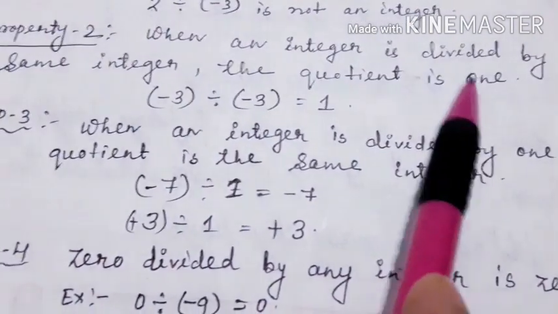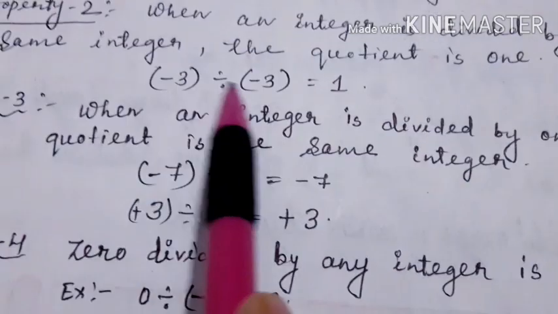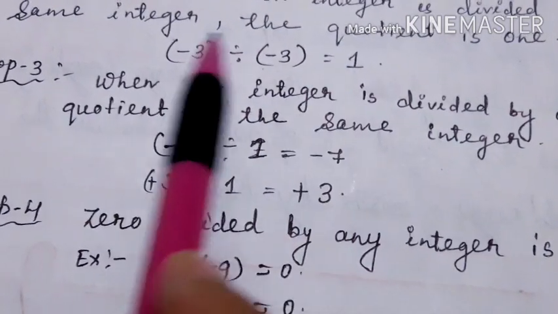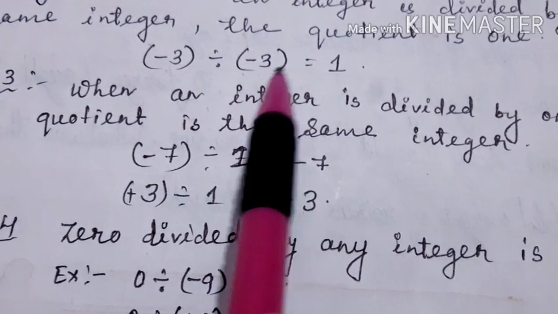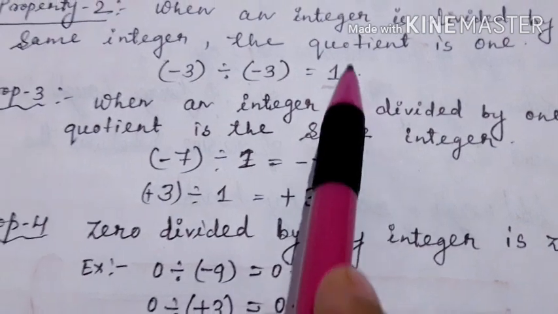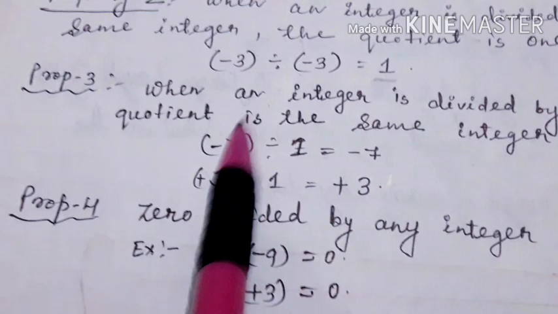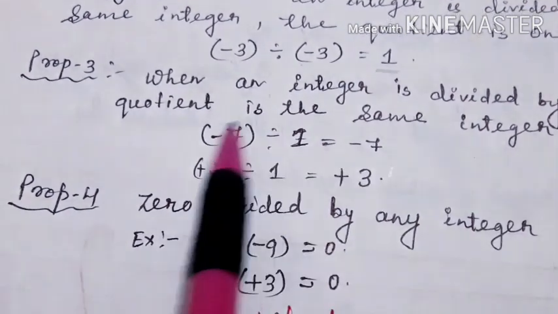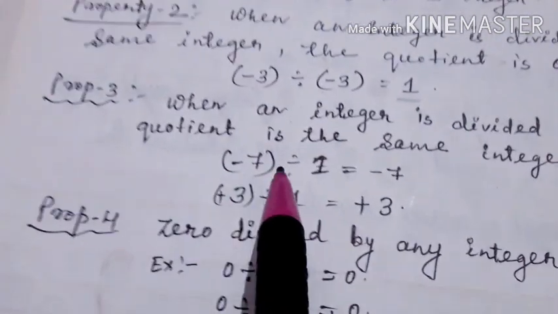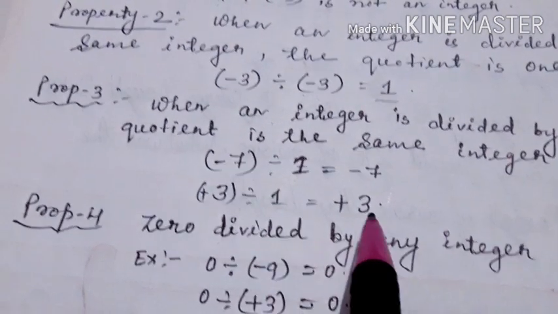Then property 2. When an integer is divided by the same integer, then the quotient is 1. Already you know, if I say 3 divided by 3, what will you get? 1. Or minus 3 divided by minus 3, what will be the quotient? The quotient is equal to 1. Then property 3. When an integer is divided by 1, the quotient is the same integer. Normally, when we divide any number by 1, what will be the quotient? The number itself. That means minus 7 divided by 1 is equal to minus 7. Plus 3 divided by 1 is equal to plus 3.